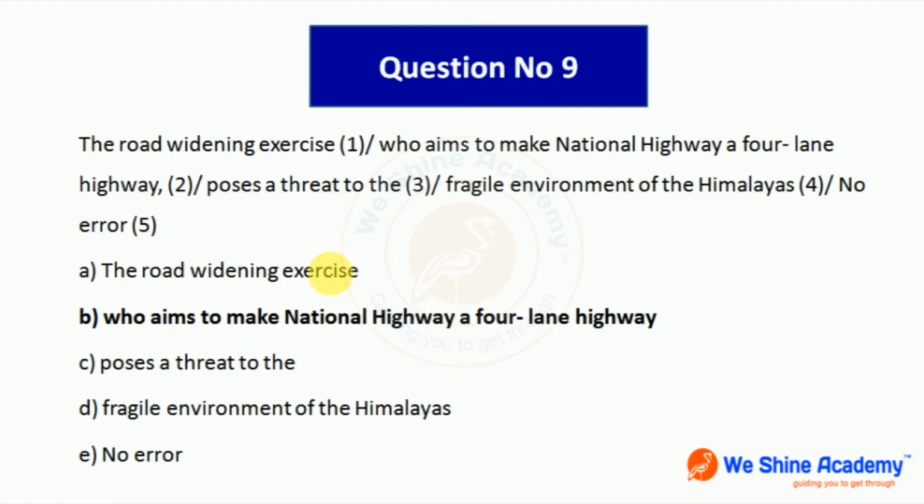Question number 9. The road widening exercise who aims to make National Highway a 4-lane highway poses a threat to the fragile environment of the Himalayas. So here they talk about the road widening exercise, which is not a person. Actually, it's a thing. So whenever a thing comes first, the relative pronoun should be which or that. I think all of you understand the sentence. They have not talked about any persons here. So the answer is option B. The error lies in the second part of the sentence.